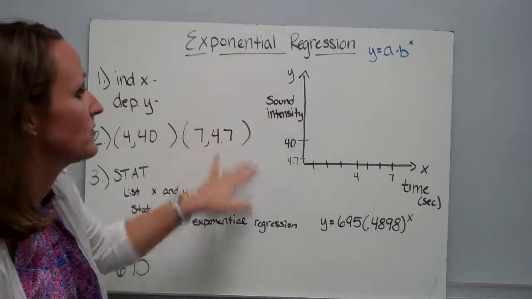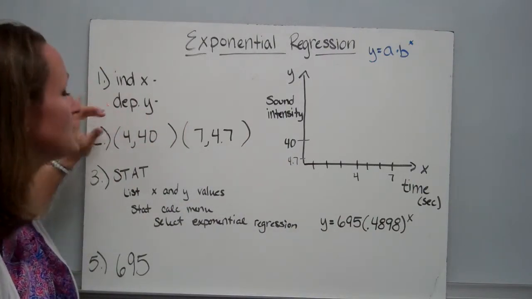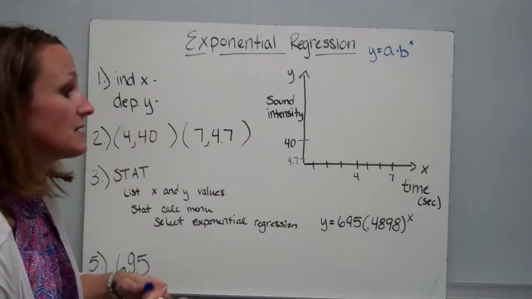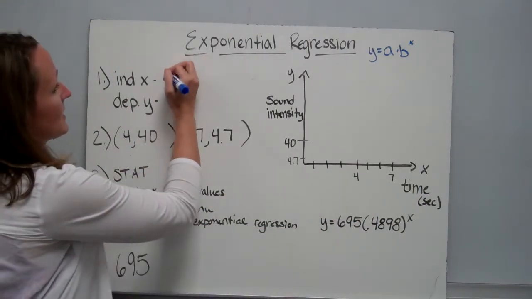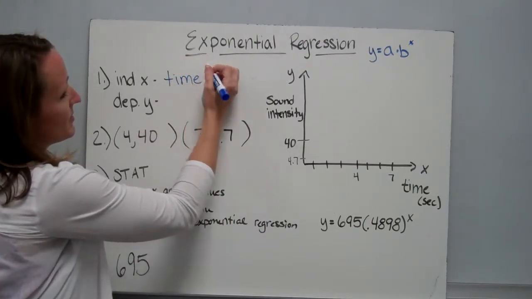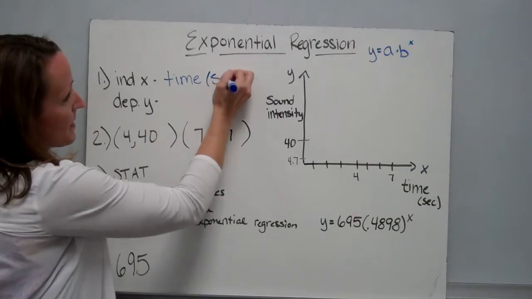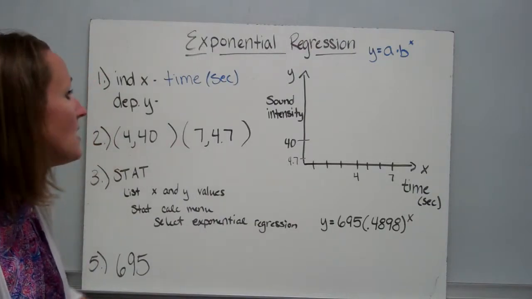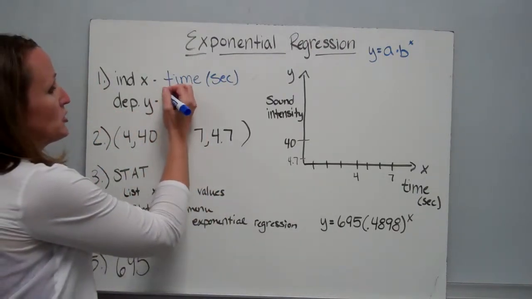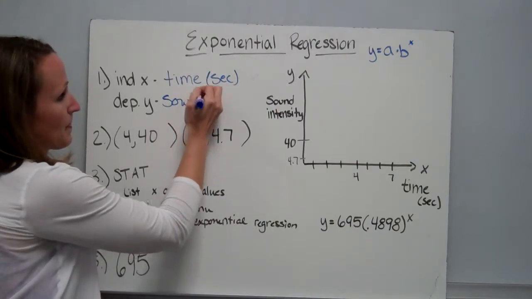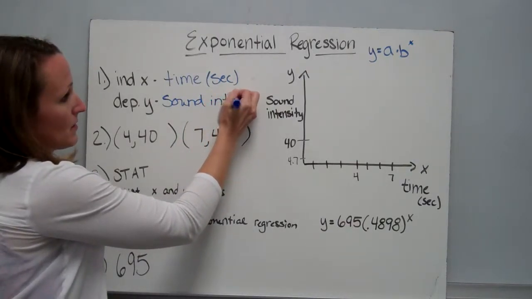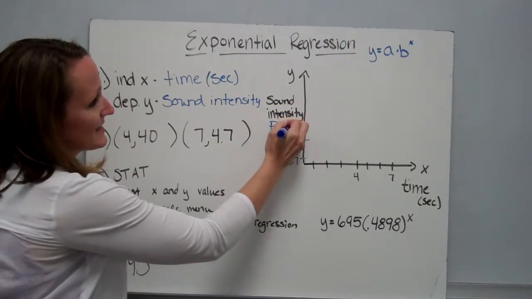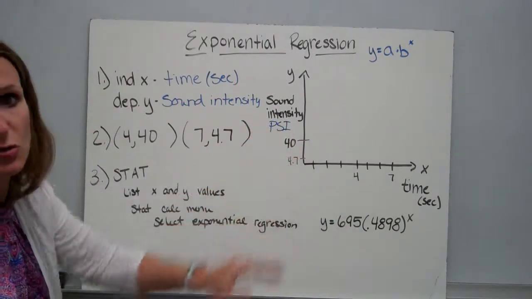And the first one asks you from your little graph, what is the independent and the dependent variable? So keeping in mind that your independent variable always comes on your x-axis. Your x-axis is your time in seconds. So your independent variable in this case is time. And in most cases, when you have time as one of your variables, it's going to be independent. And that leaves your dependent variable to be your sound intensity. Okay, sound intensity is measured in PSI, which is pounds per square inch.